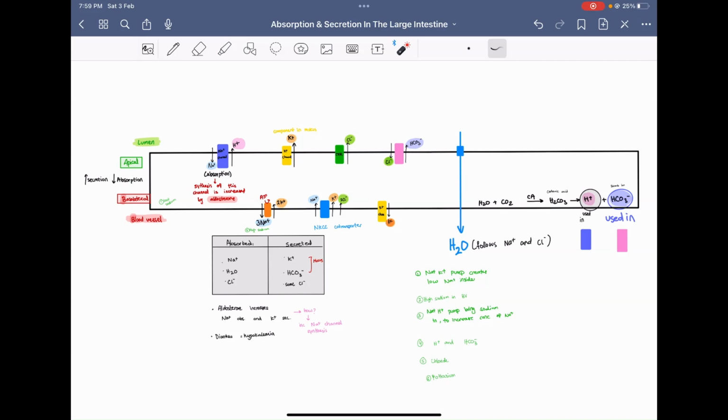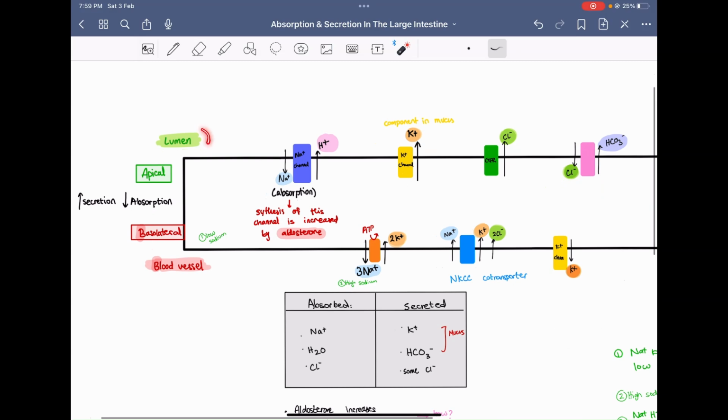As far as the cell membrane goes, we also have two different terms for each side depending on what it's facing. The side facing the lumen is called the apical membrane, while the cell membrane facing the blood vessel is called the basolateral membrane. You can simply remember it because they both start with a B: basolateral and blood vessel.